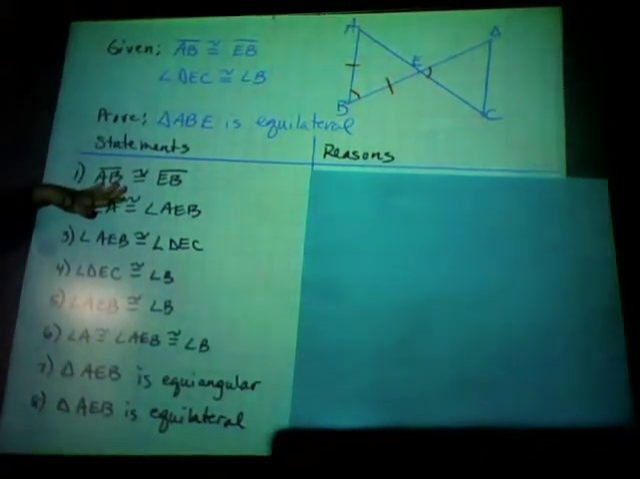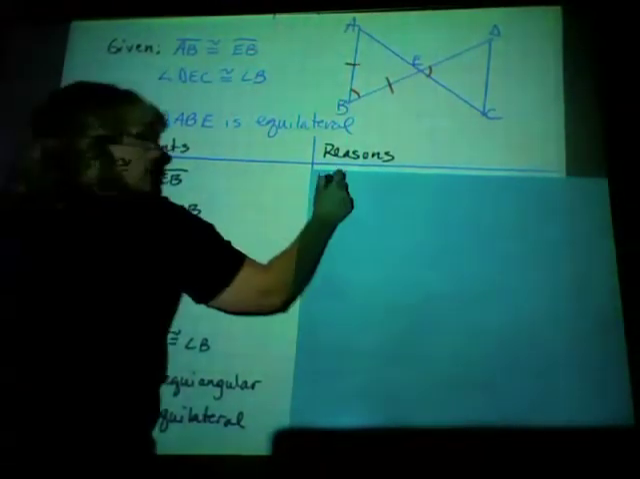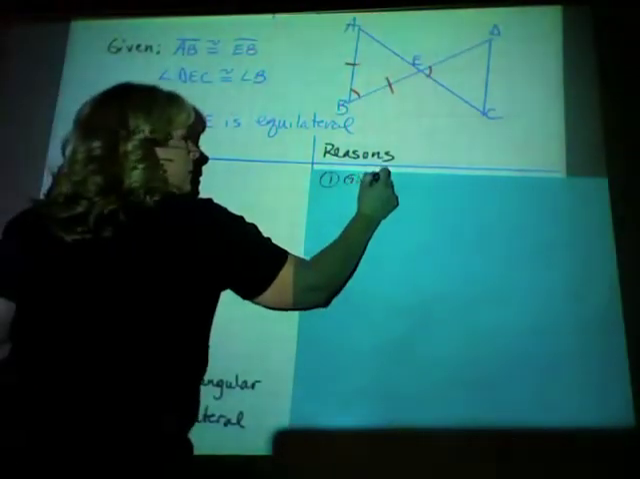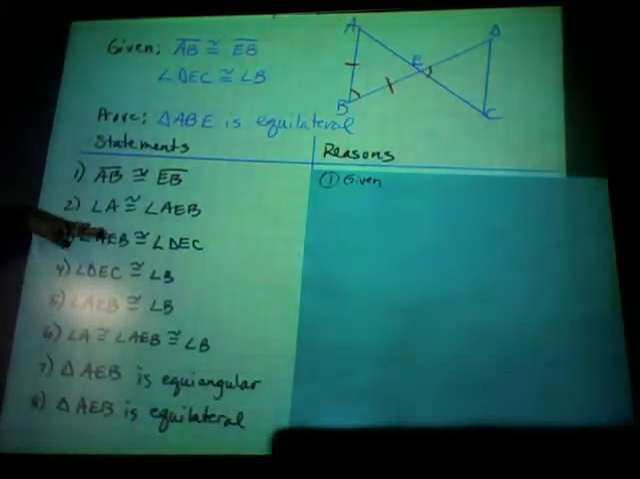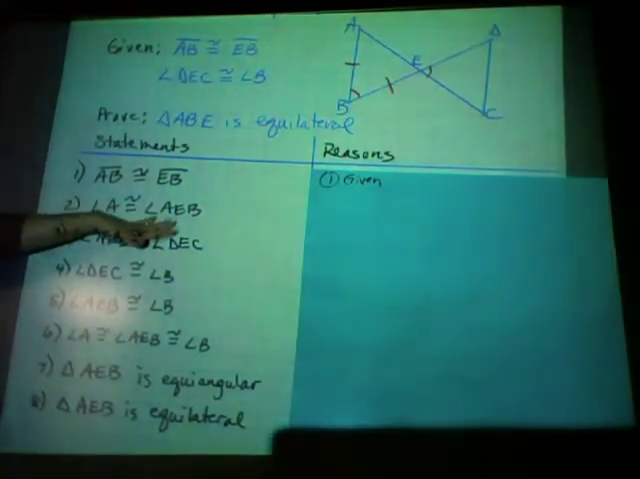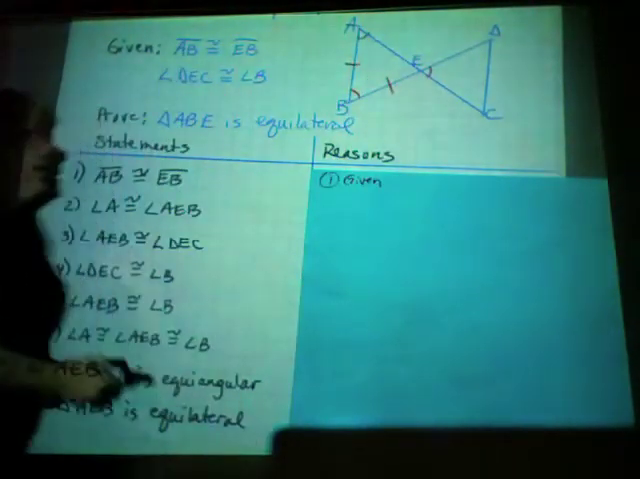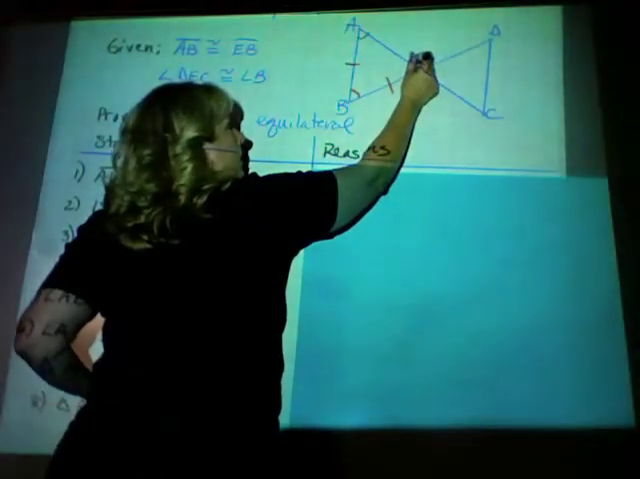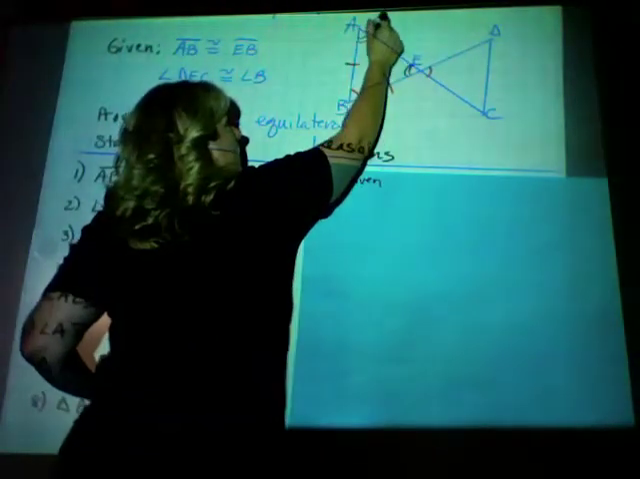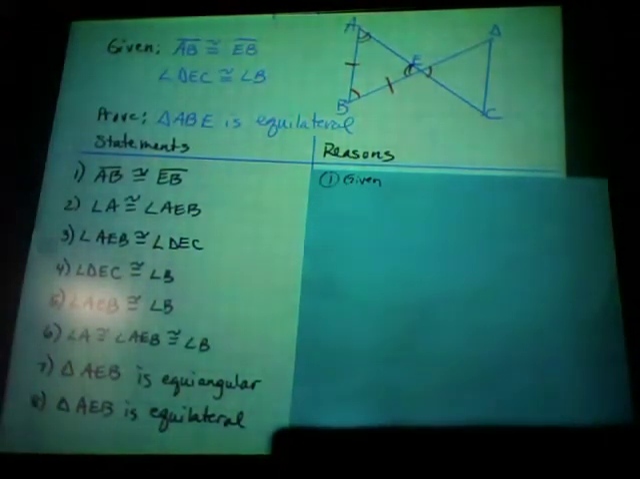So I started with AB, side AB is congruent to side EB. Why? Given. Then I used angle A is congruent to angle AEB, this one here. So for right now, I'm going to go ahead and make those double arc marks just for right now because I don't have a connection to angle B or angle DEC.